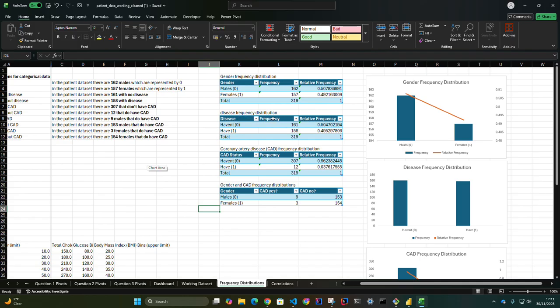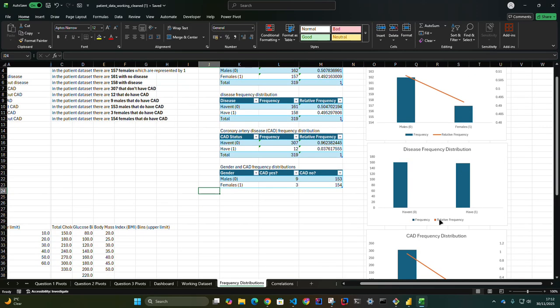For the diseased frequency distribution, you see 161 with no disease, 158 with disease. It's also kind of very balanced. You see 50%, 49%, which is shown pretty clearly on these charts that I've added for each of them.